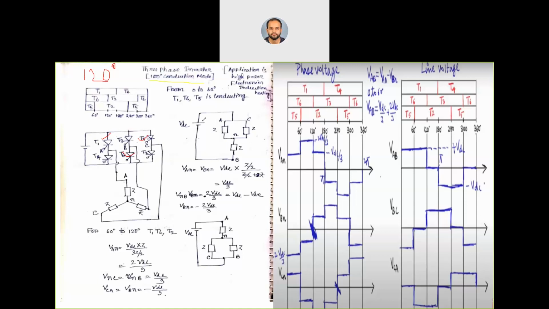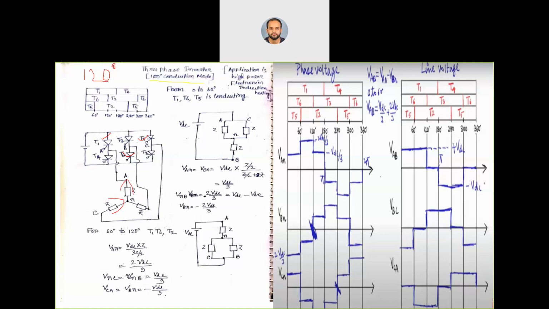Okay, so if we draw the equivalent circuit, this is our VDC. The current will come from VDC through T1. T1 and T5 are connected to the same node. T1 is connected with the A terminal and T5 is connected with the C terminal. Now the C terminal has a Z impedance, and the same for A. They are connected to the neutral terminal. From the neutral terminal there is a Z impedance connected to the B terminal, that is T6.